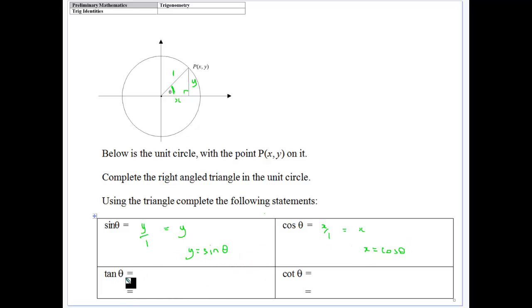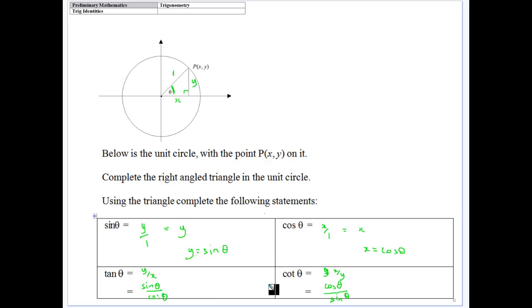Now, looking at tan of theta, we can say that's the opposite on the adjacent, so we can write that as y over x. Or we can say tan theta is then going to be sine theta over cos theta. So there's a relationship we start to get. Tan theta is the same as sine on cos. And the same with cotangent theta, that could be written as the adjacent side over the opposite side, which could be written as cosine theta on sine of theta.